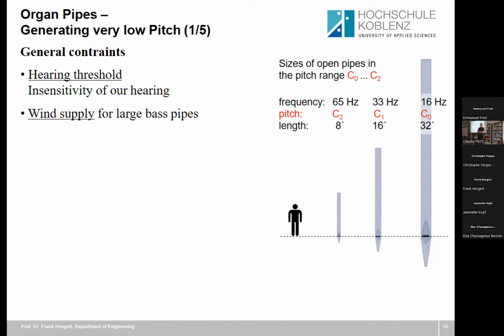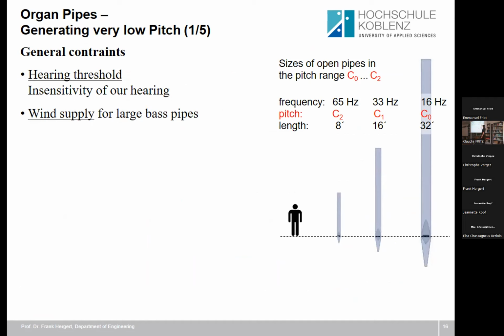So let us go to the opposite, to very, very low pitch. You might know there is a hearing threshold, and at low pitch you don't hear much anymore, so you need very high sound pressures. You might also know that for large pipes you need a lot of wind, and on the right side you see some drawings of the sizes. Here we have a person, and this is at 65 hertz, 8-foot rank. This is 2.40 meters approximately.